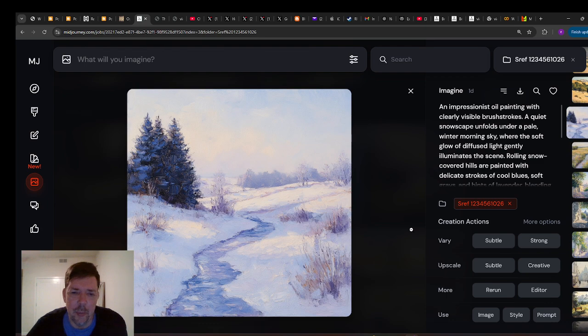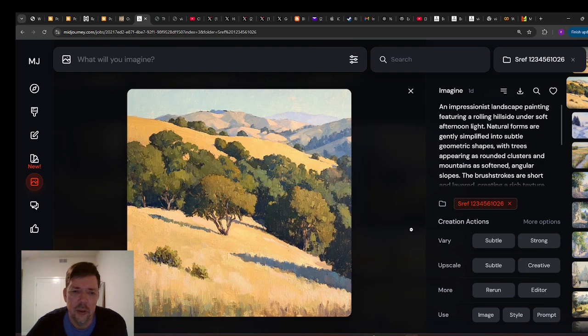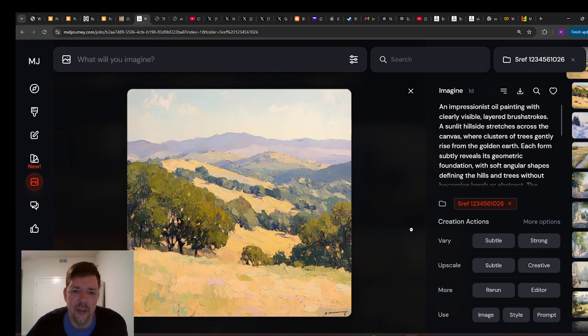And then also did a couple of Cézannes. And same concept, to make it look like Cézanne without actually using his name.